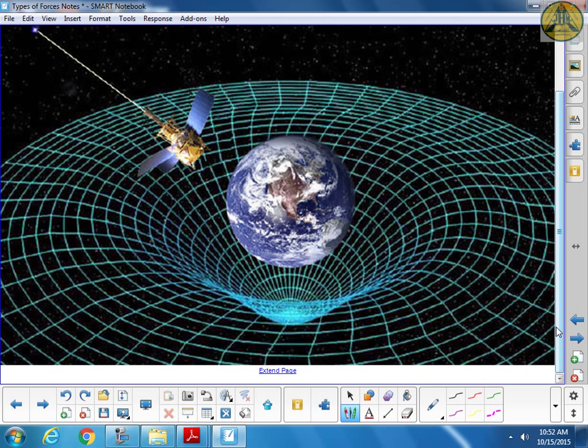So objects with mass, picture space as flat. Once you put a mass there, it bends it, it warps it. It literally warps the fabric of space-time. Very science fiction-ish, but it's the right words. I'm not making that up. So when we jump and fall back down to the earth, or you trip and fall, you're following these lines downward. That's all you're doing. You're just following the path of space-time. And there's nothing magical about it.